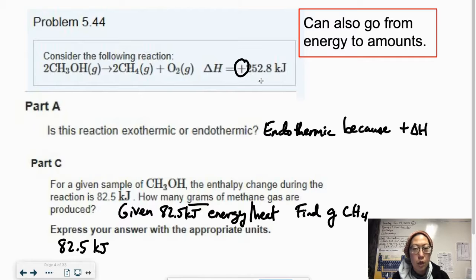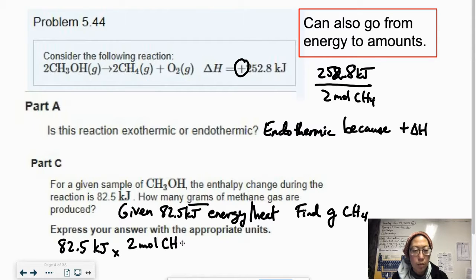So again, here we need to use our thermochemical equation. So I know that there are 252.8 kilojoules absorbed for every 2 moles of CH4. So I'm relating my kilojoules to my methane. So now, in order to get rid of my energy and change over to moles of methane, I'm going to put my 2 moles of methane on top and my energy on the bottom. So 252.8 kilojoules. That cancels out.